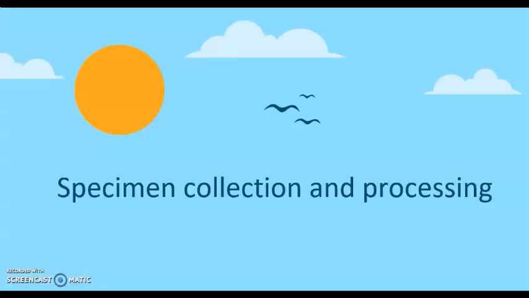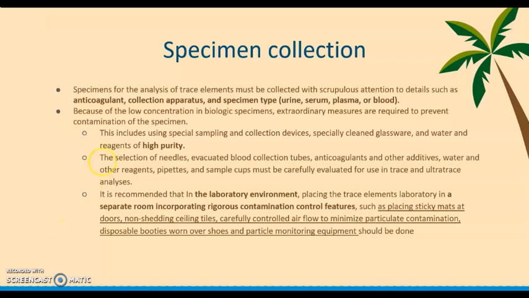Next, we proceed with the specimen collection and processing. Specimens for analysis of trace elements must be collected with scrupulous attention to details such as the anticoagulant, collection apparatus, and the specimen type. This usually includes the urine, serum, and plasma or the blood. Because of the low concentration in biologic specimens, extraordinary measures are required to prevent contamination of the specimen. This includes the use of specific sampling and collection devices with specially cleaned glasswares and water and reagents that are of high purity.